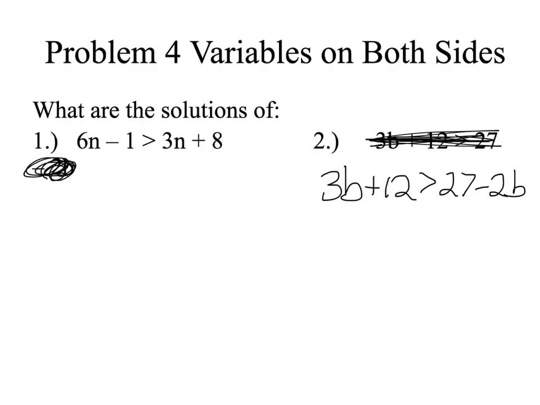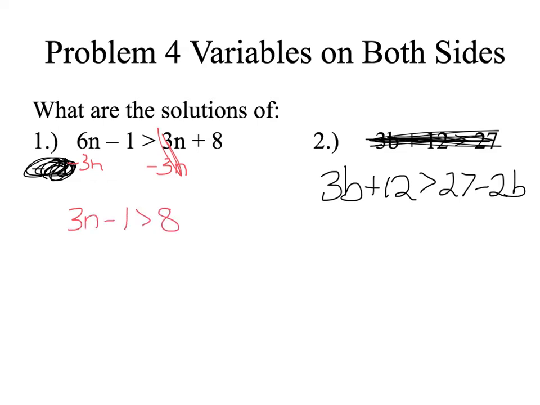Okay, now we have variables on both sides, just like with equations. So the first one is 6n minus 1 is greater than 3n plus 8. Now, remember, when we had variables on both sides, the goal is to get the variables on the same side and then the numbers on the other. So I'm going to subtract 3n from both sides to cancel out the 3n's over there. So 6n minus 3n is 3n. I still have minus 1 is greater than 8.